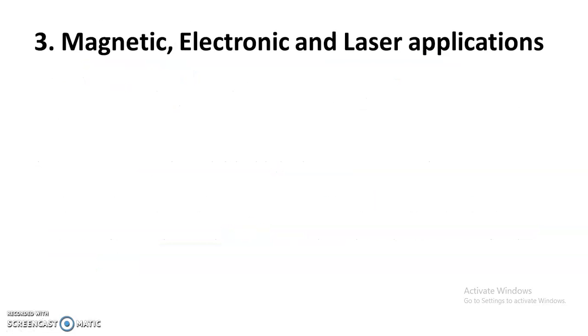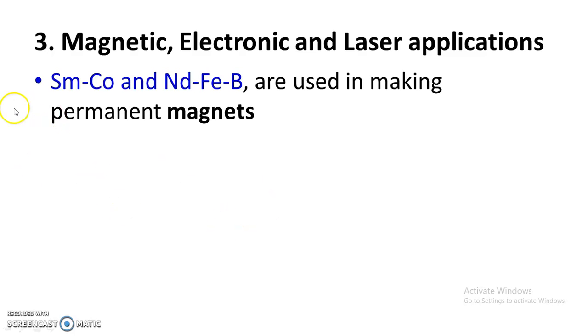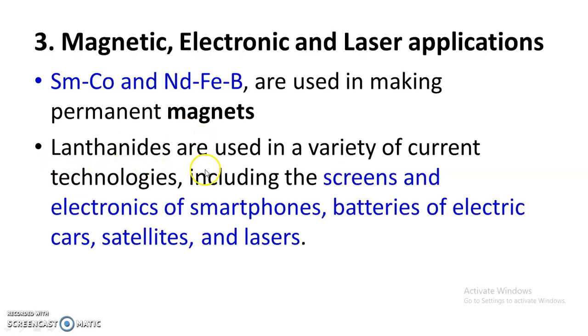Now the third important application is magnetic, electronic and laser applications. Samarium and cobalt, and neodymium, iron and boron alloys are used in making permanent magnets. Lanthanides are also used in a variety of current technologies, including screens and electronics of smartphones, batteries of electric cars, satellites, and lasers.